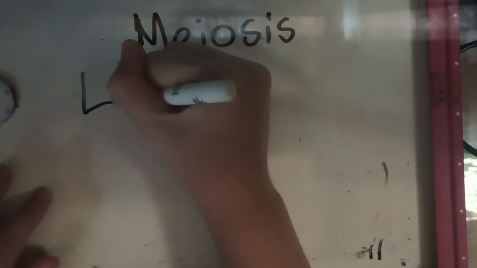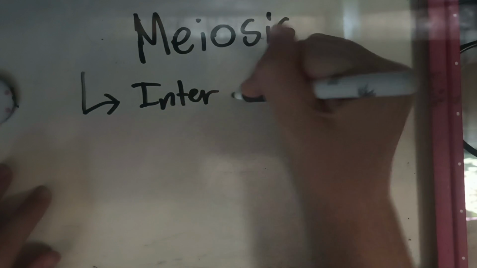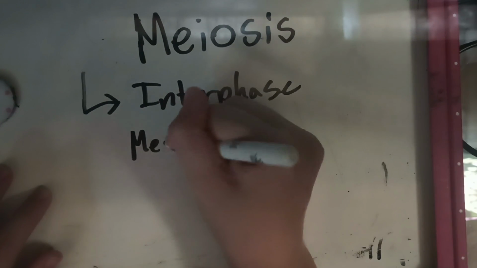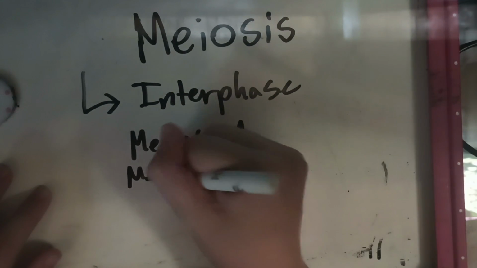Today we will be going over the topic of meiosis, and we will be covering four main ideas, which are interphase, meiosis 1 and meiosis 2, and finally what we get at the end of it all.